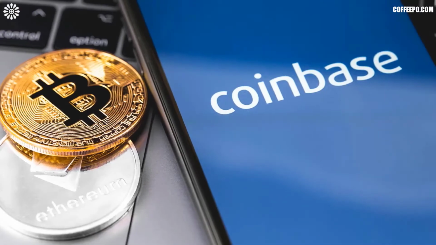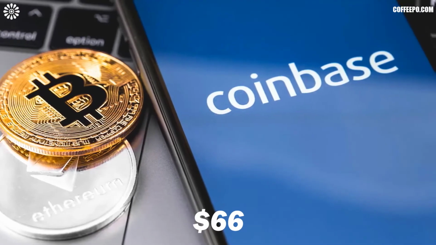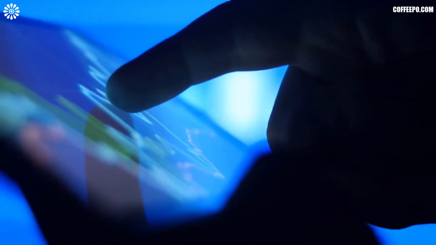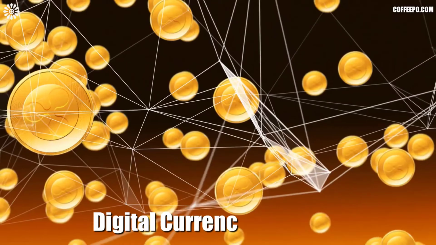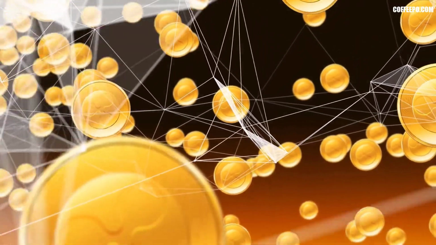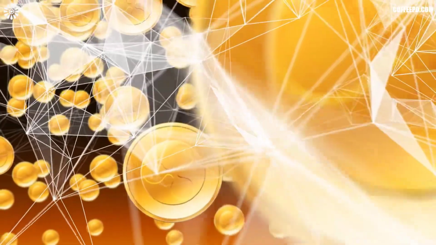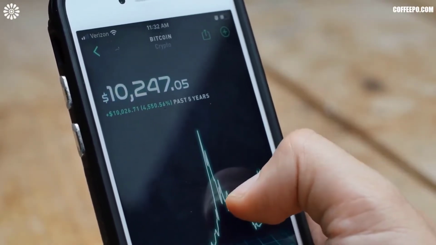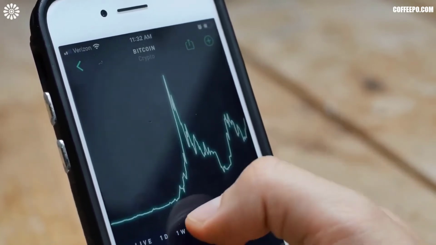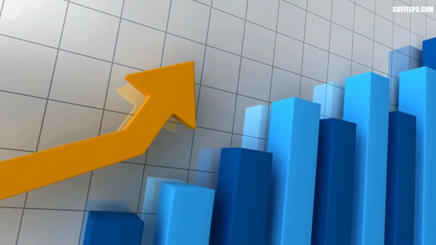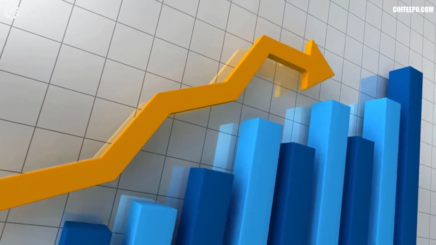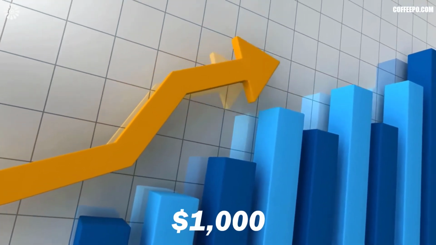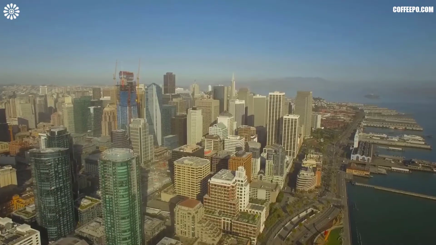8. Coinbase, $66 per share. When it comes to finding undervalued stocks to invest in, Coinbase is a great option. Coinbase is a digital currency exchange that allows users to buy and sell cryptocurrencies. As more people become interested in investing in cryptocurrencies, the demand for Coinbase will continue to grow. The company is currently valued at $66 per share, but I believe the stock is massively undervalued and has the potential to reach $1,000 per share within the next 5 years.